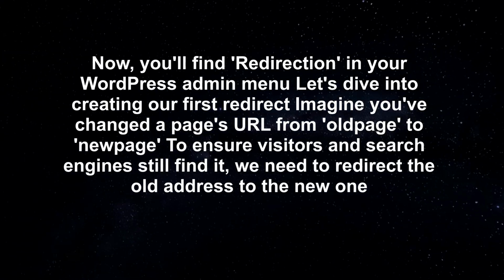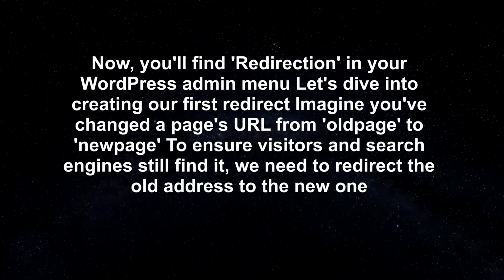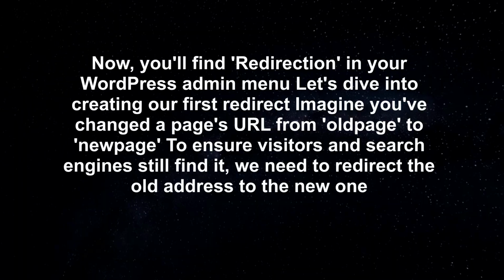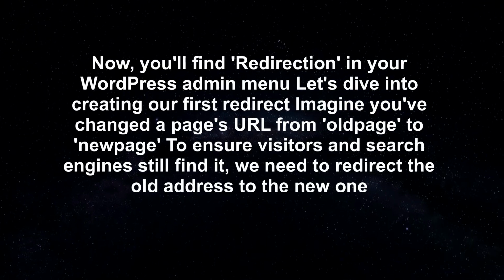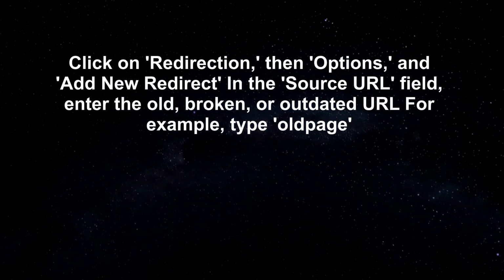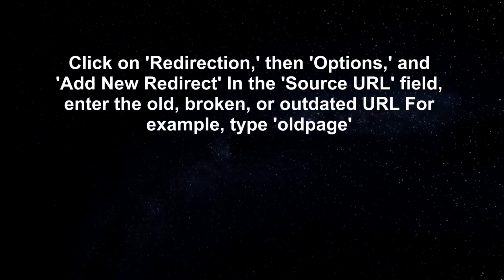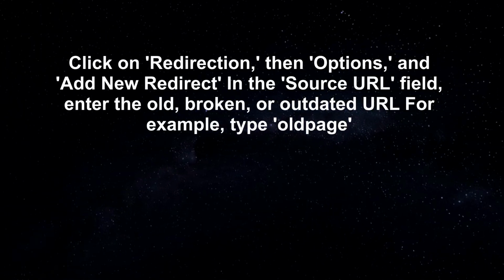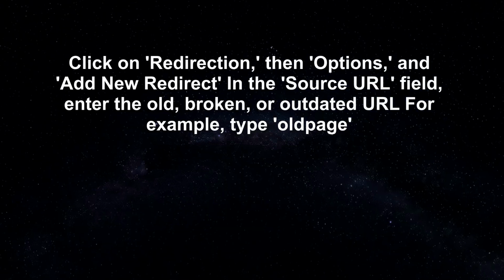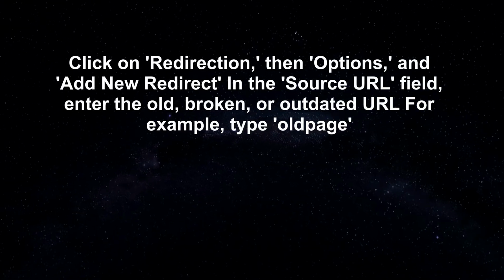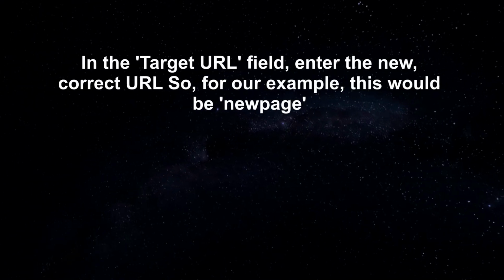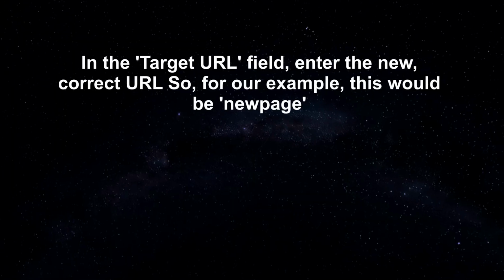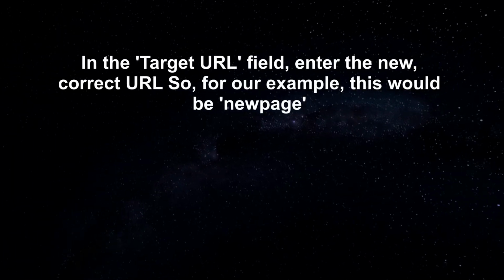Imagine you've changed a page's URL from old-page to new-page to ensure visitors and search engines still find it. We need to redirect the old address to the new one. Click on Redirection, then Options, and add New Redirect. In the source URL field, enter the old, broken, or outdated URL. For example, type old-page. In the target URL field, enter the new, correct URL. So, for our example, this would be new-page.